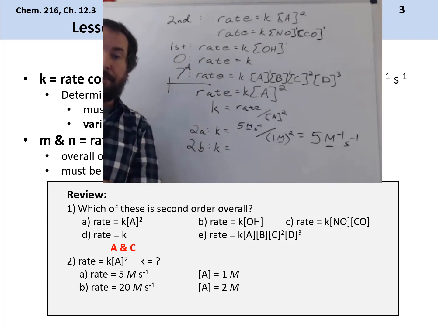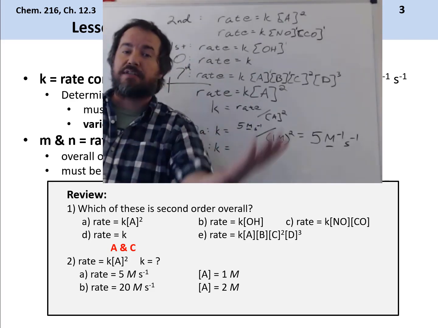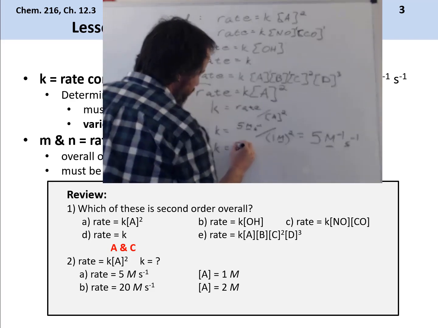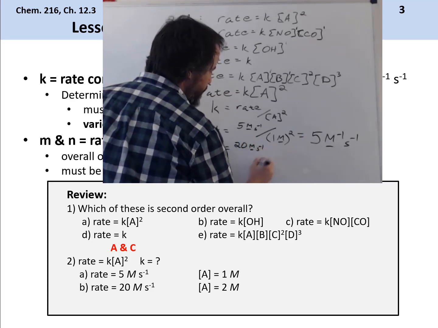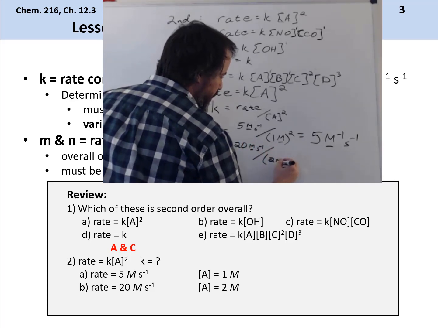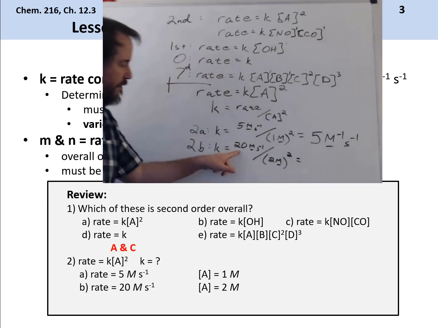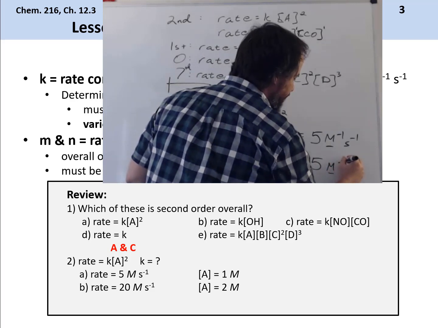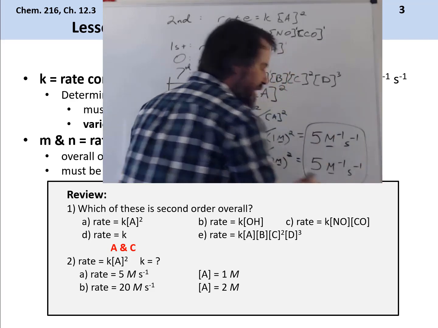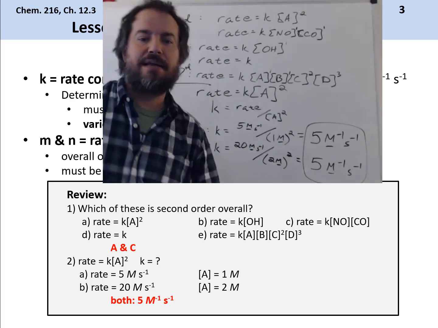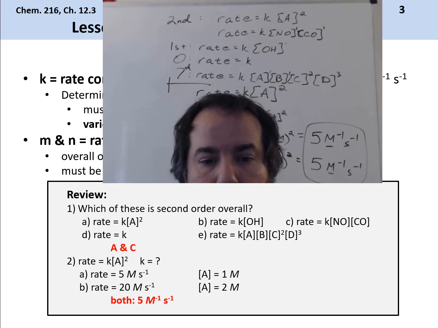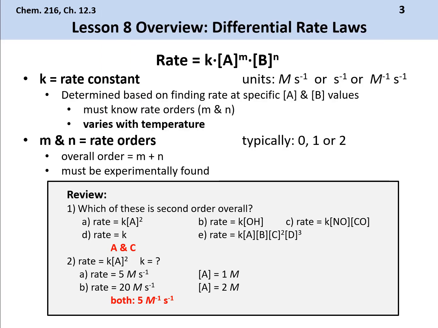per second. Let's look at 2B. In this case, we have a different concentration of A and a different rate. So I can put in 20 molar per second and 2 molar here. Now I have 20 divided by 4, so that's going to get me 5 molar to the -1 per second. Notice that they're the same. Why is that? Because if I'm talking about the same reaction at the same temperature, the k will be constant. It does vary with temperature, but in this case, it's constant.